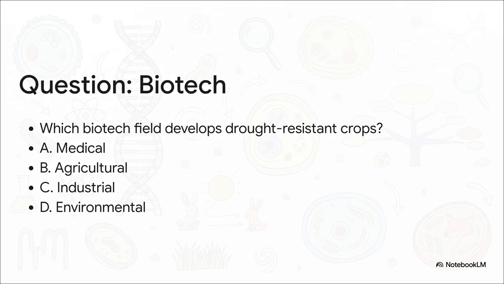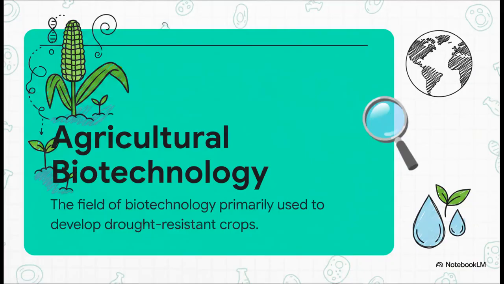Next up, a very real-world question. Which field of biotechnology is the one that's mainly used to develop things like drought-resistant crops? Would that be A, medical, B, agricultural, C, industrial, or D, environmental biotechnology? The answer is B, agricultural biotechnology.